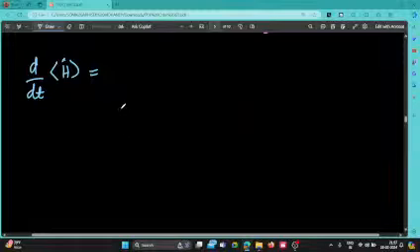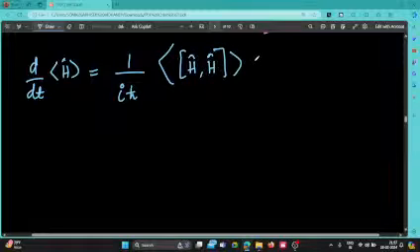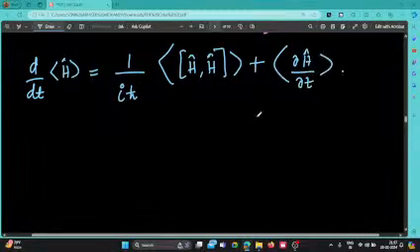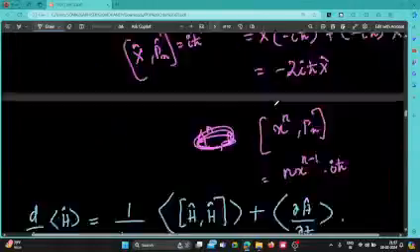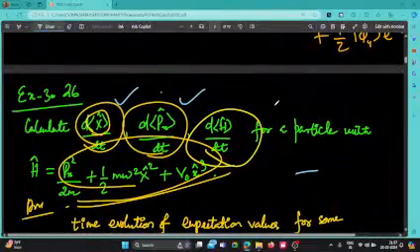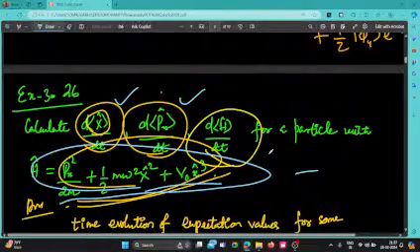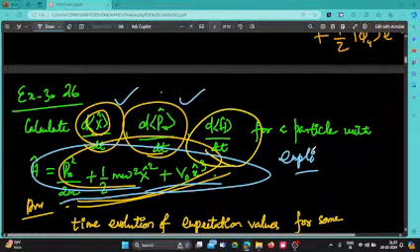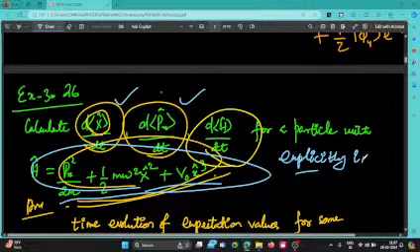Right? See here again, 1 by iħ, expectation value of the commutator [H, H], this is the easiest one, plus del H by del t, isn't it? Now tell me, the Hamiltonian in our case is explicitly time independent. There is no time t on the right hand side of the equation. If you check the Hamiltonian, there will be no time term. That means the Hamiltonian is explicitly independent of time.